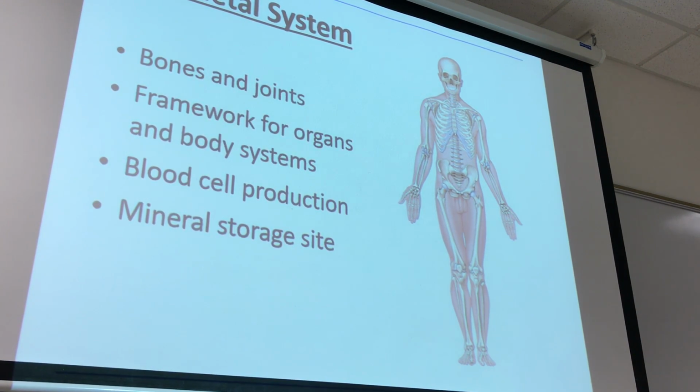And then we also use our skeleton to produce blood cells. Red blood cells, white blood cells, platelets, all of them are produced in our bones, specifically our bone marrow. And then last but not least, we use it to store minerals, whether it's calcium and phosphorus and magnesium, or fat, which we store in some of our long bones as yellow bone marrow. All of these are functions of the skeleton.